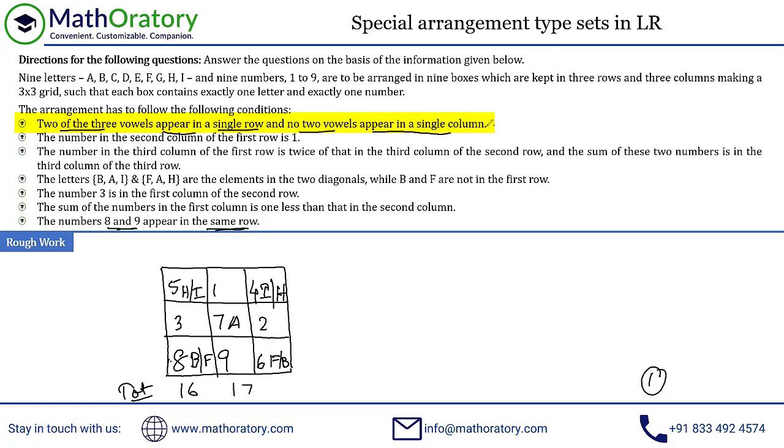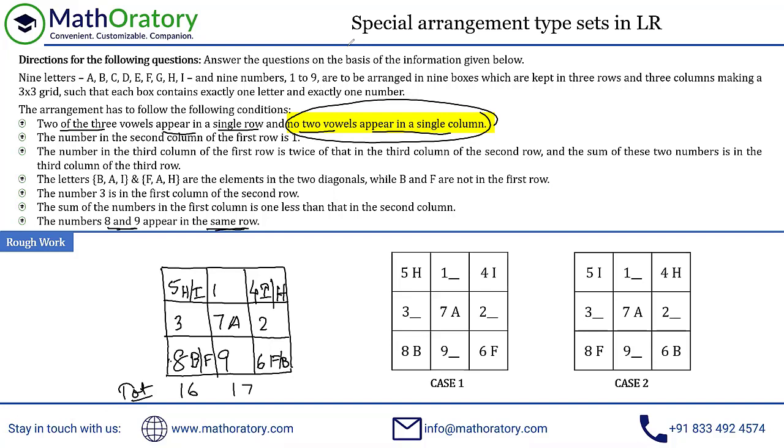Okay, so let's think in this way. No two vowels appear in a single column. So if I have A here, now the I could appear in either of these two, right? So let me just break this into two cases, and then we'll focus on this particular point. Let me just draw two cases out here. Okay, so this is the situation as of now. These are the two cases. I just distributed on the basis of this H and I, and accordingly I filled up the remaining.